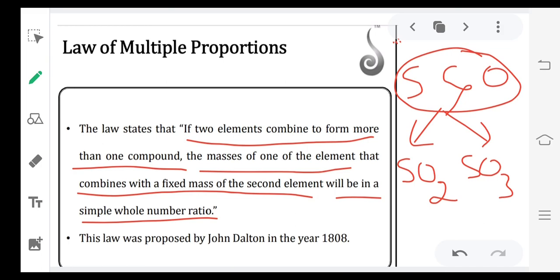The masses of one of the elements, meaning suppose the oxygen mass, that combines with a fixed mass of the second element will be in a simple whole number ratio. Now I will show you the calculation, then you can understand easily.